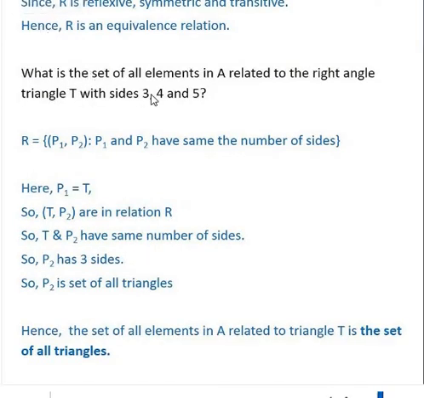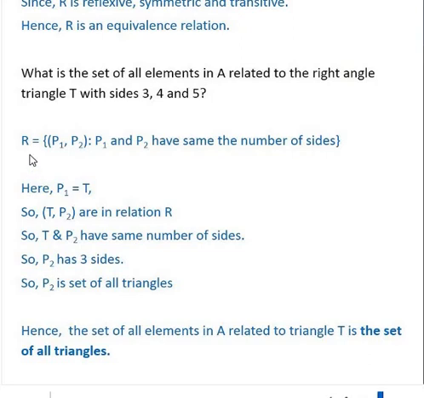What is the set of all the elements in A related to the right angle triangle T with sides 3, 4, 5? Now, whether the triangle is a right angle triangle, or an equilateral triangle, or an isosceles triangle, or any triangle, all triangles have 3 sides. That is a general truth, right?